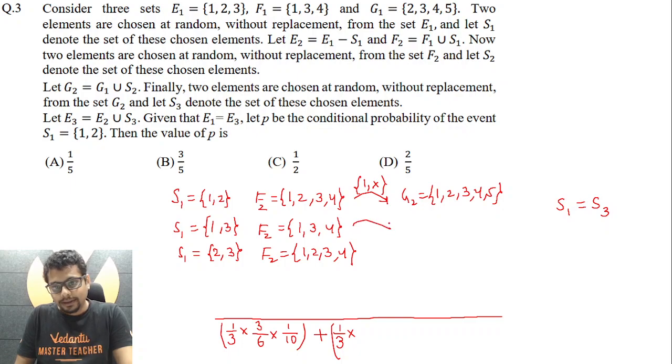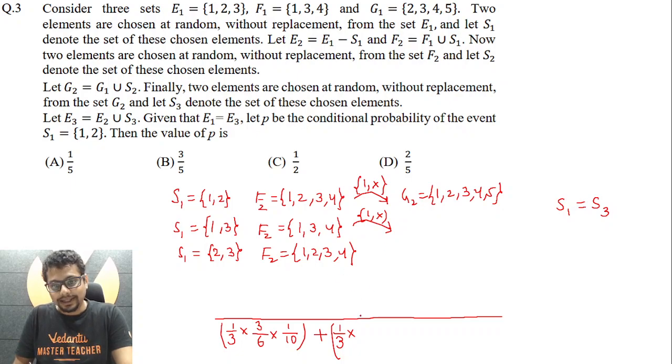Now again, since S3 is supposed to be 1 comma 3, for E1 to be equal to E3, that means in S2, 1 should definitely be part of S2. Why? Because G1 does not have 1 in it, and G2, from which we are selecting S3, should have 1 in it. So that means that 1 should come from S2 only. So S2 should have 1 as one of its elements for sure, and the other element can be anything.